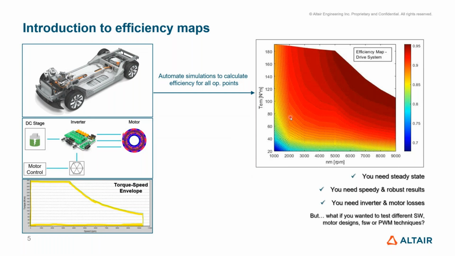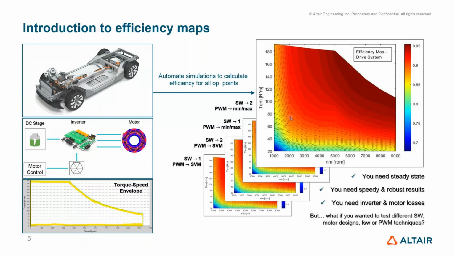But what if you want to test different things inside your drive, like test different semiconductors, IGBTs versus MOSFETs, different motor designs even, for example, use more turns for the stator winding? What about the switching frequency or even the modulation technique? So in that case, what I see in many clients who haven't been introduced to Altair tools is they just create scripts and they automate the process all over again with the simulation having a different switch or maybe a different PWM technique.